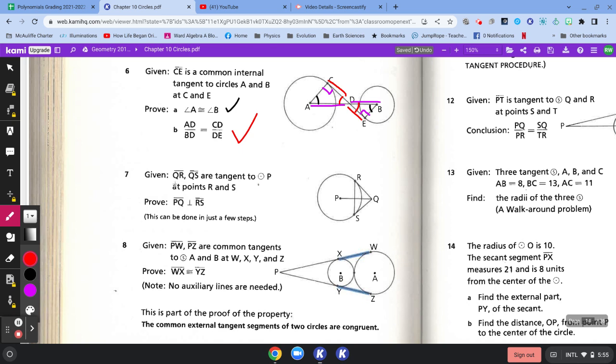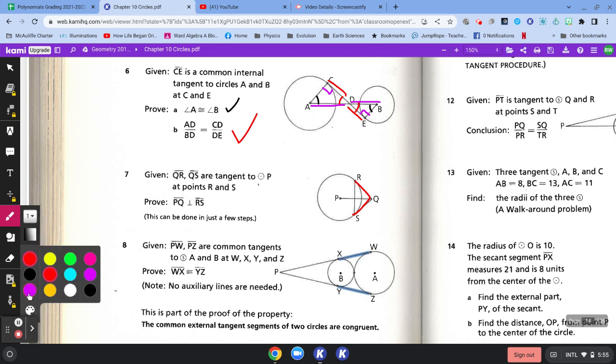Okay, number 7, we've got QR and QS tangent to P. I'm just going to note that the 2 tangent theorem tells us this, and that's kind of nice, at points R and S. We're supposed to prove that PQ is perpendicular to RS. And this is a really simple one to do if you remember what radii do, and if you remember your perpendicular bisector theorems. Pause the video and see what you can do.